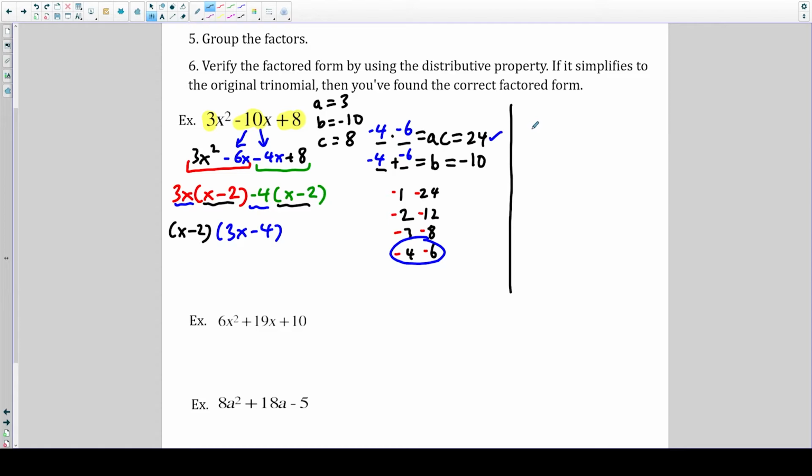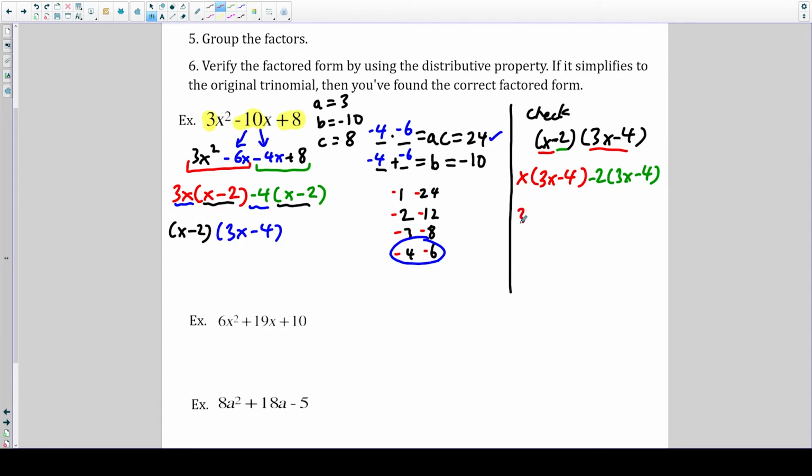What we can do is we can also check our work by expanding our factored form. So we've got x minus 2 times 3x minus 4. When we multiply this out, we should get the original polynomial. If we don't, it means that we've done something wrong. We should go back and check our work. So taking a look at using the distributive property here, we've got x times 3x minus 4. And then we've got negative 2 times 3x minus 4.